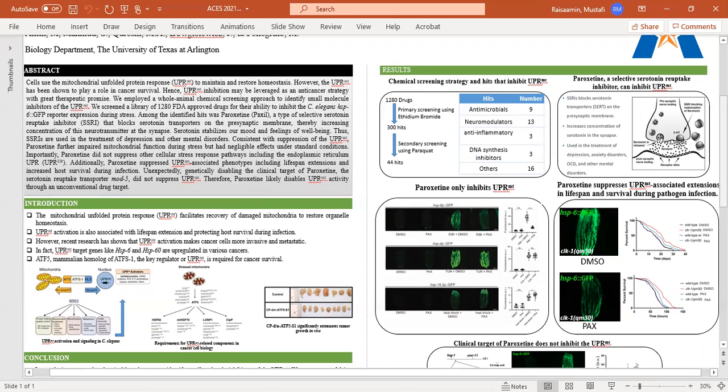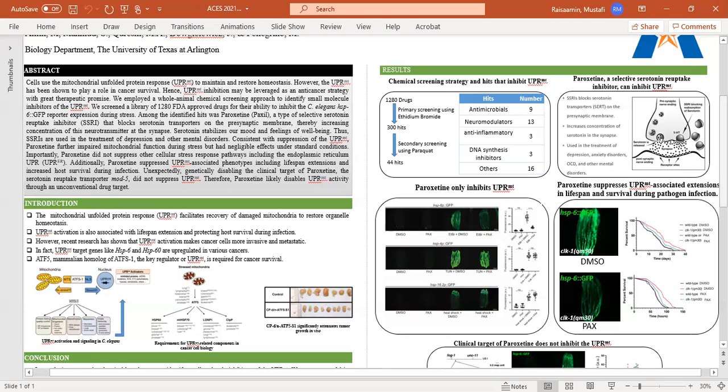Of the 44 chemicals that we found, they had several different functions. They were antimicrobials, neuromodulators, anti-inflammatory agents, etc. Paroxetine, a selective serotonin reuptake inhibitor, works to block serotonin transporters on the presynaptic membrane. This increases the concentration of serotonin in the synapse and boosts emotions of the patients. Paroxetine is used in treatment of depression, anxiety disorders, OCD.